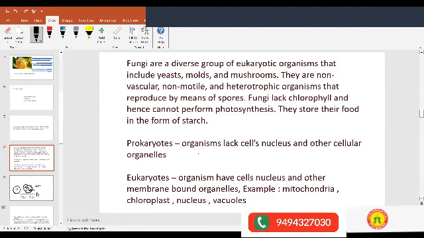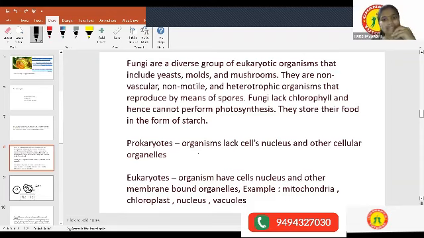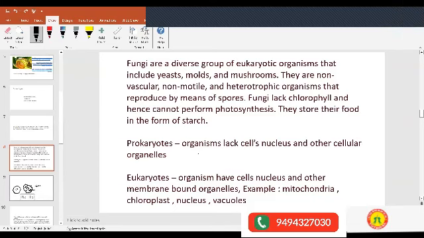Ma'am, you're saying prokaryotes do not have these organelles. Yes, cellular organelles. So cells can live without those organelles? Yes, they can live. That's why they are called prokaryotes. Okay, ma'am. Yes, they can live.